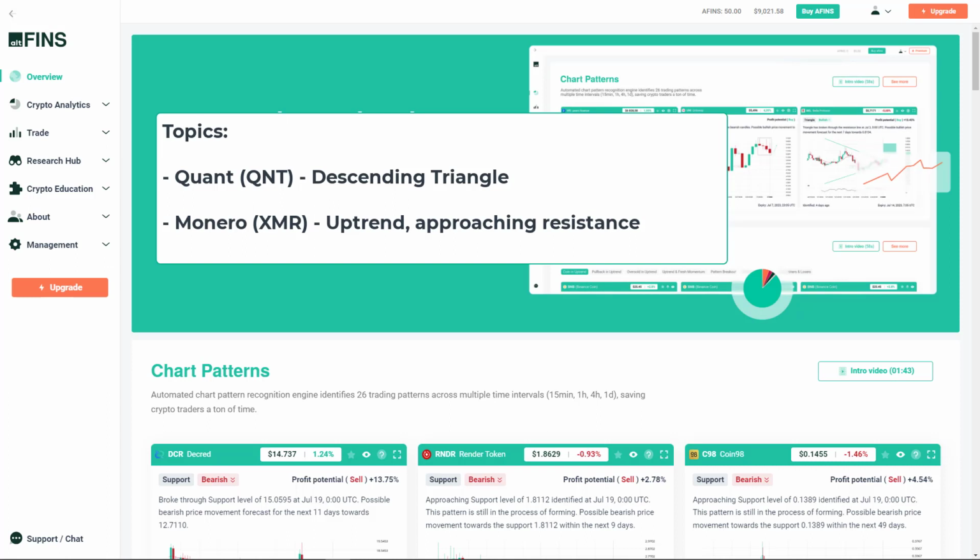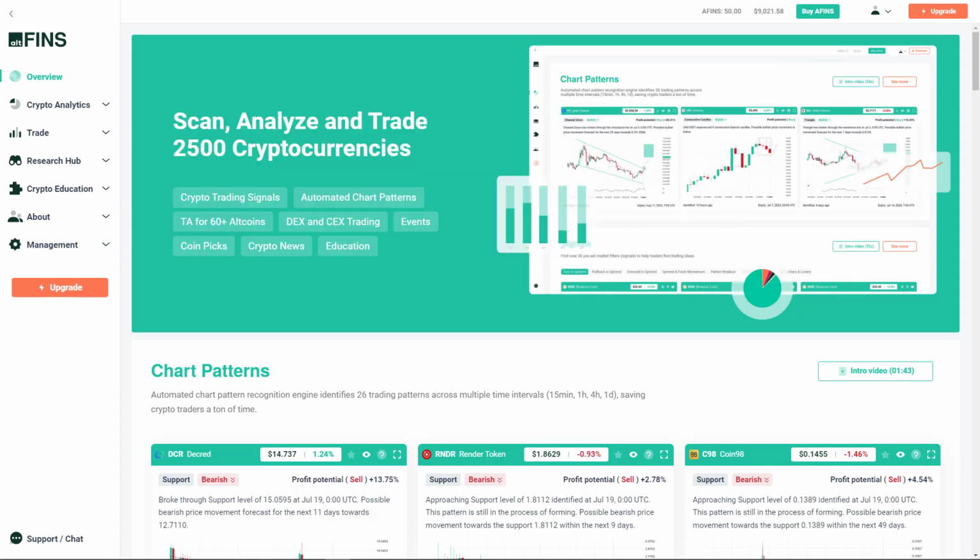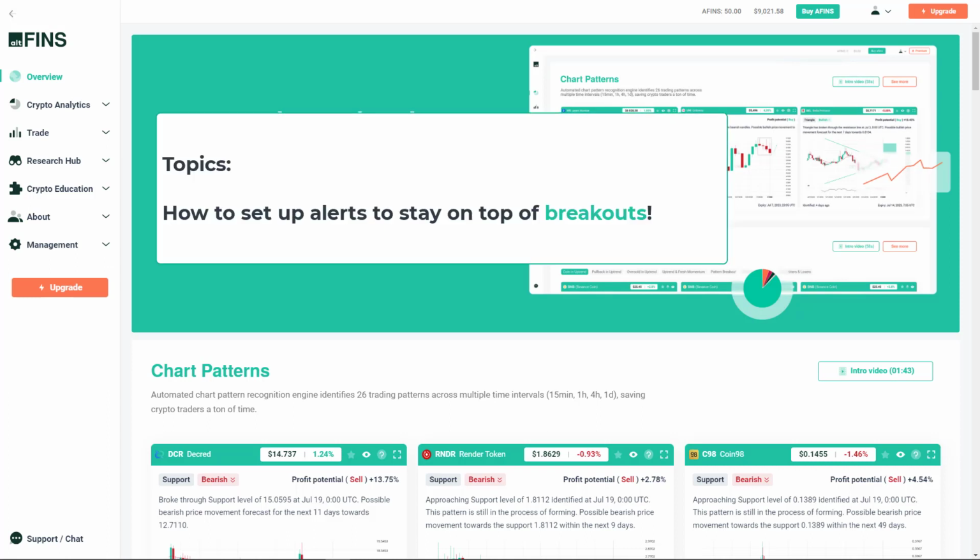In this trading video, I will look at a couple of trade setups and do technical analysis of Quant, QNT, and Monero, XMR. One of them is trading in a descending triangle pattern. The other is in an uptrend, pushing up against a resistance. I'll also show you how to create a simple alert to stay on top of potential pattern breakouts, as well as resistance and support breakouts.